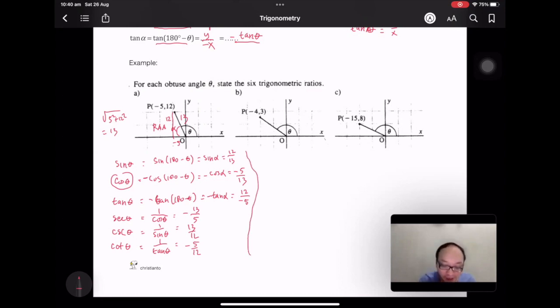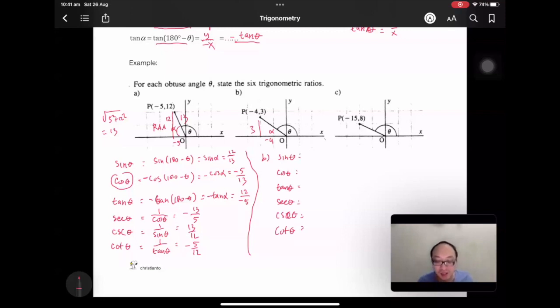B. We have -4 and 3. So the alpha here, so sine theta, cos theta, tangent theta, secant theta, cosecant theta, and cotangent theta.